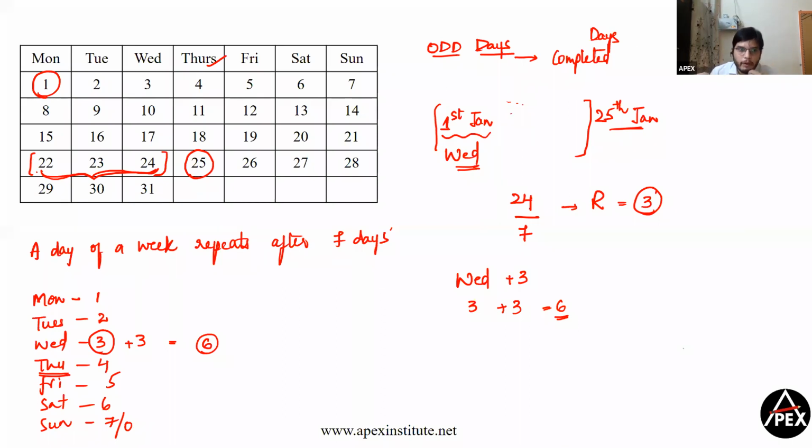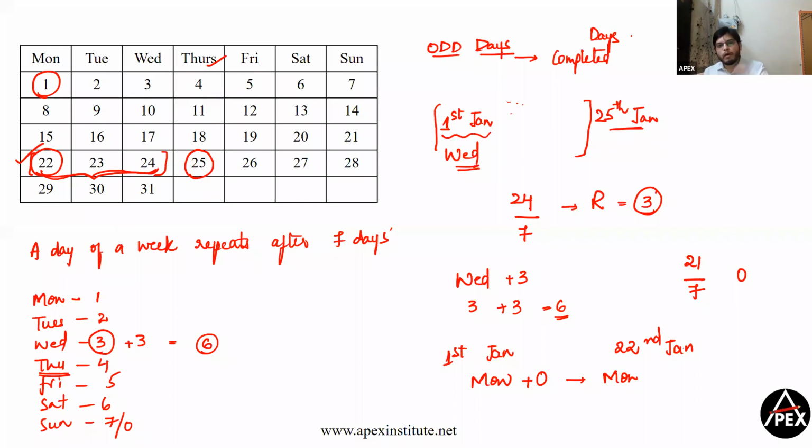For example, if you need to determine the day of 22nd Jan, let us take 1st Jan as Monday. Now, how many completed days do we have? 21 completed days. Now what is the remainder when 21 is divided by 7? Guys, it's not 1. Remainder is 0, isn't it? So you have 0 odd days. So add 0 to Monday. It will be Monday only. So 22nd Jan is on Monday.